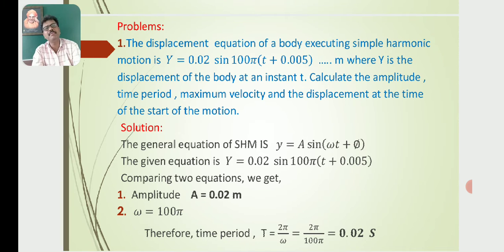The angular frequency omega is equal to 100 pi. We know that the time period T is equal to 2 pi by omega, since omega is equal to 2 pi by T. So T is equal to 2 pi by 100 pi. Here pi cancels, and after simplification we get 0.02 second as the time period.